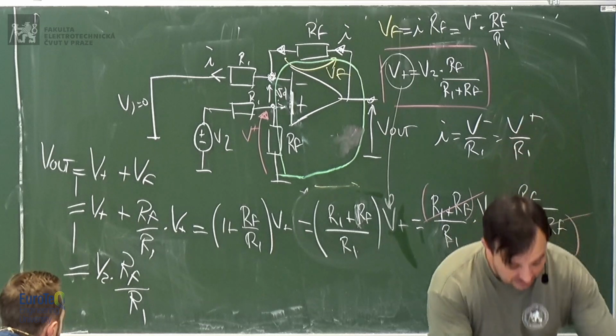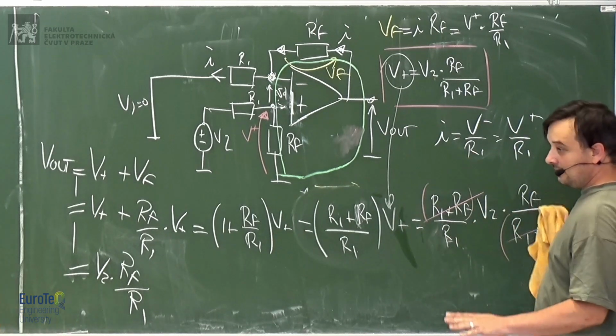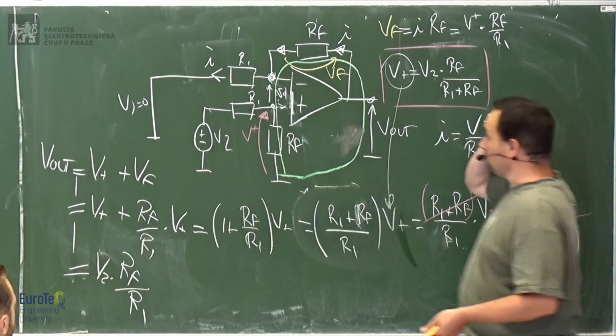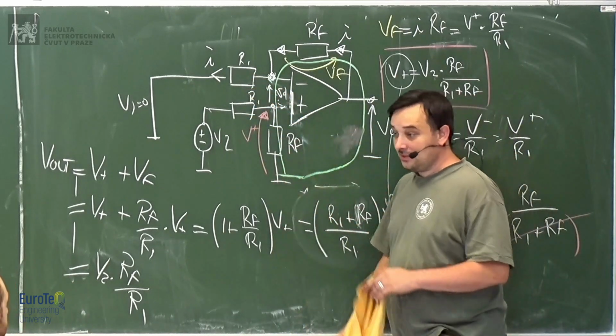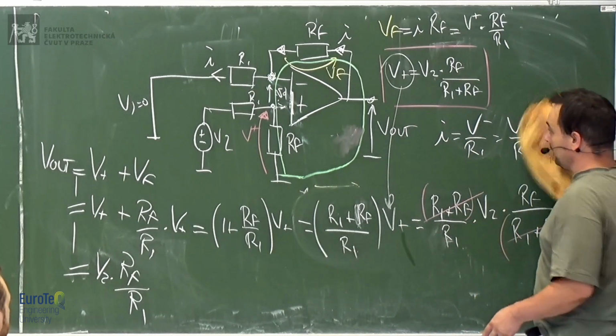So, if we summarize all the results, I will just erase everything. Is it clear? Yes. And this happens only because we chose properly these values. If they're not balanced, this trick doesn't work anymore. You cannot simplify all these things.